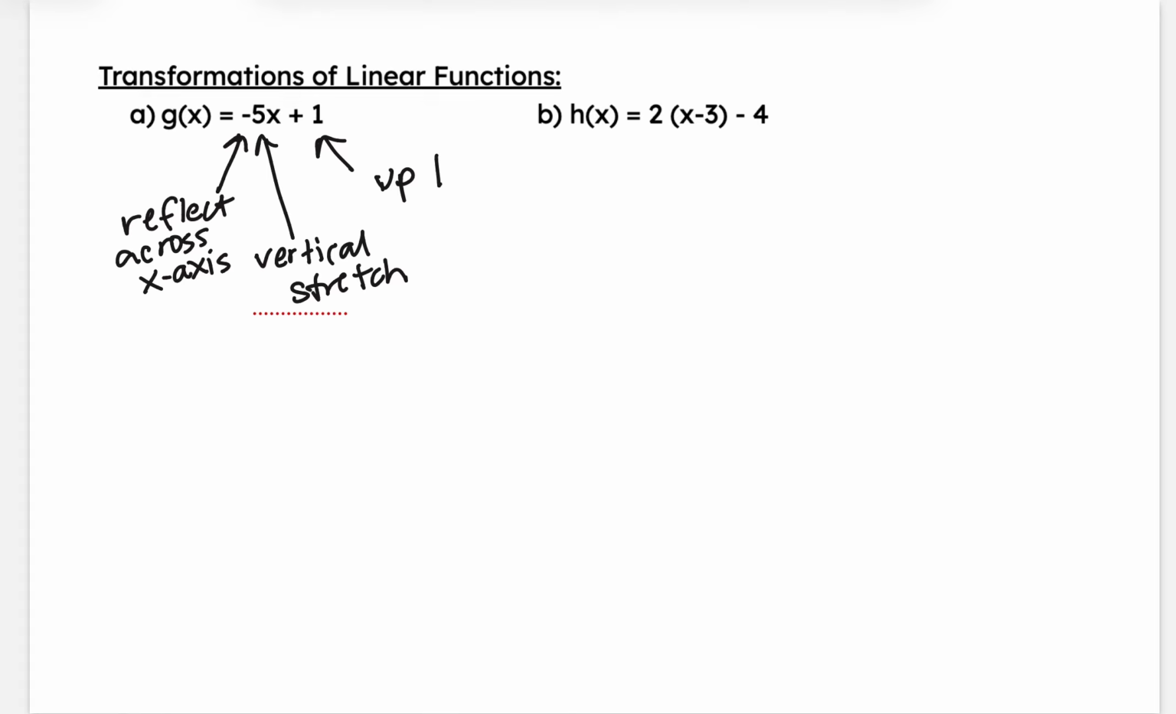Now, over here, part B, it's written kind of in our transformation parent function notation. So the 2 would tell us we have a vertical stretch.